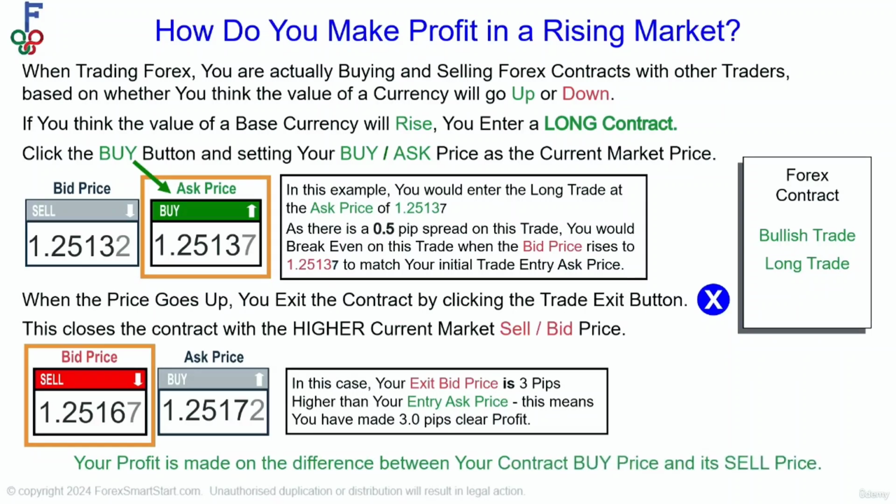Your profit is made on the difference between your contract buy price and its sell price. So number one, you enter by setting your low buy price. Then you exit at your higher sell price. The difference between your buy price and your sell price is your profit.